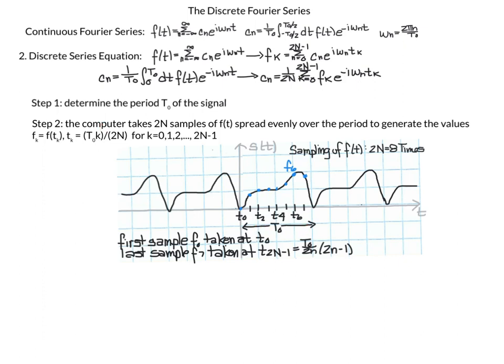Step 2, the computer takes 2n samples of f of t spread evenly over the period. So here we said n is equal to 4, so it's taking 8 samples, and they're spread evenly over this period. And this t8, that would be the beginning of the next cycle. So we've covered the whole period with this. And we're going to generate values f of k. So here we have f of 0, f of 1, f of 2, f of 3, 4, 5, 6, 7, which is equal to f of t of k. And t of k is equal to t naught divided by 2n times k.